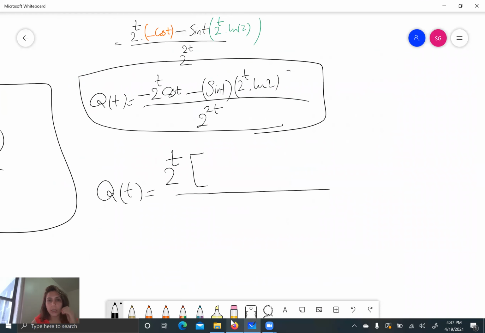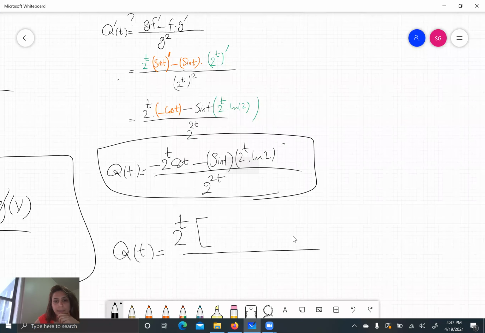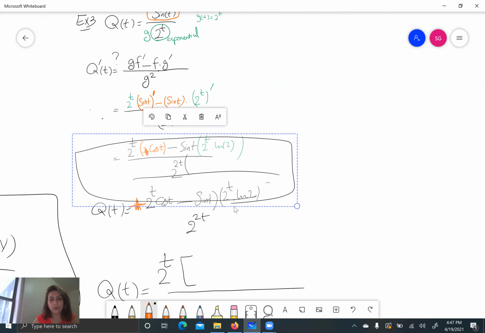Wait a minute, why do I have a negative sign? I'm sorry, I just need to fix something here. I said the derivative of sine is negative cosine. My bad, it is cosine. It is positive. So this is positive, not negative. The derivative of sine is positive cosine.